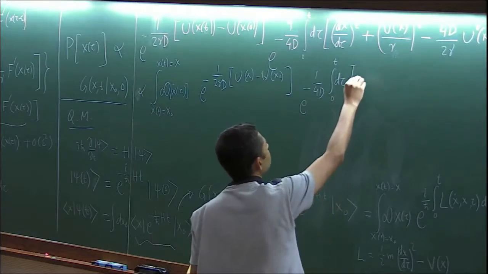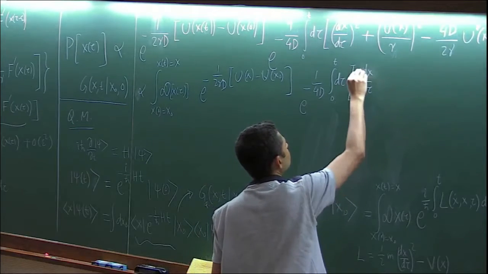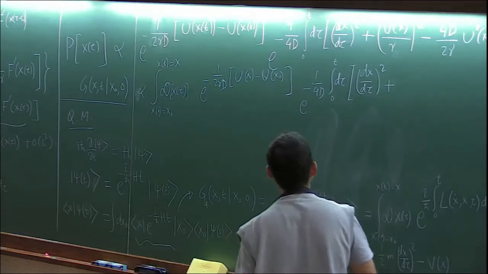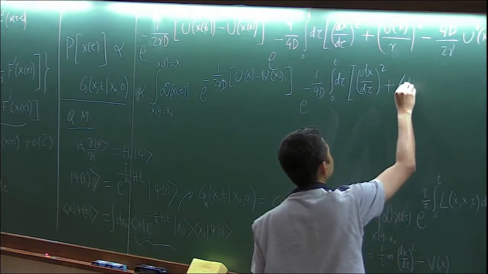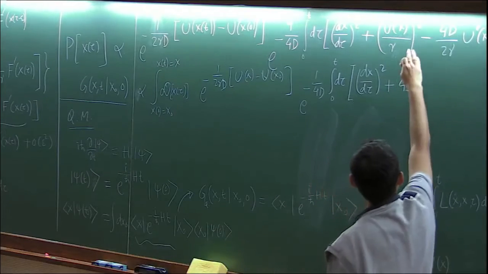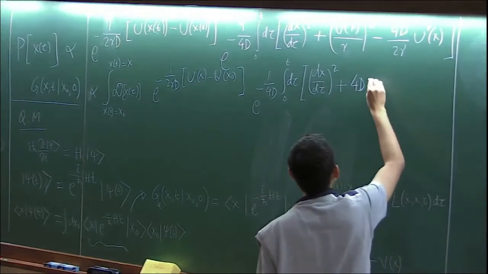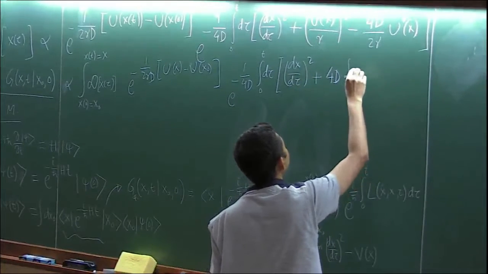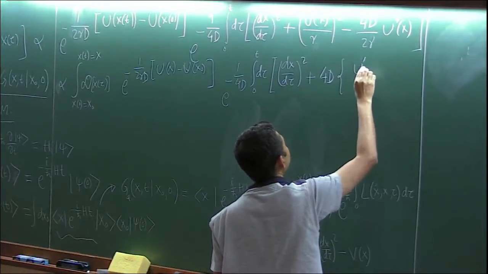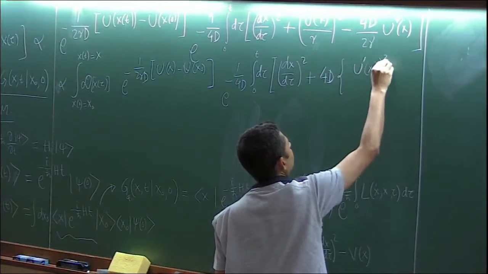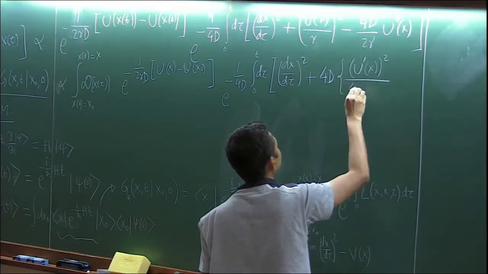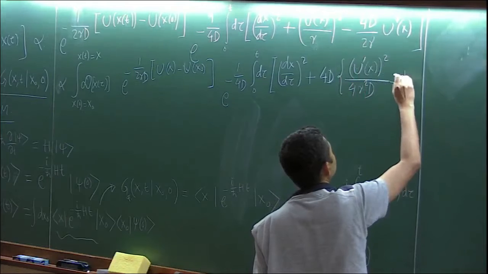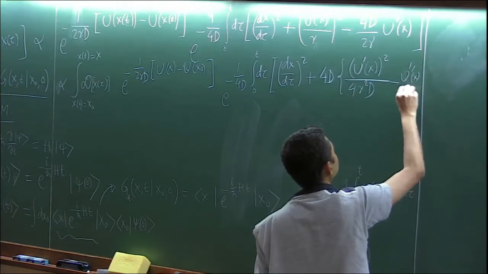Let's write down this one: dx by d tau square plus, let's multiply by 4d and I'll divide it by 4d. So what is this one? I have to divide by 4d. So this is u prime of x whole square divided by 4 gamma square d, minus, that 4d cancels, so u double prime of x by 2 gamma.